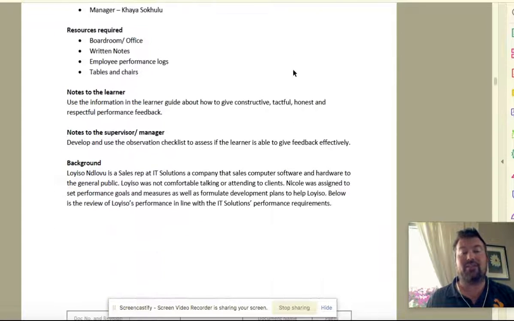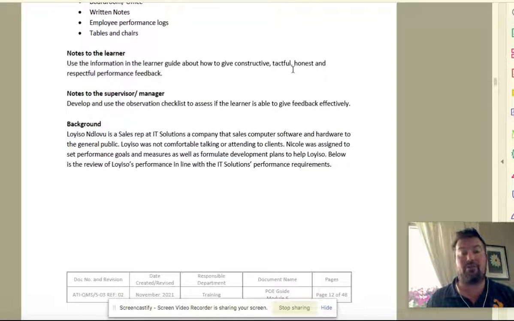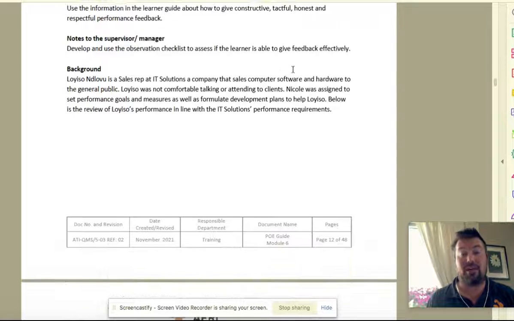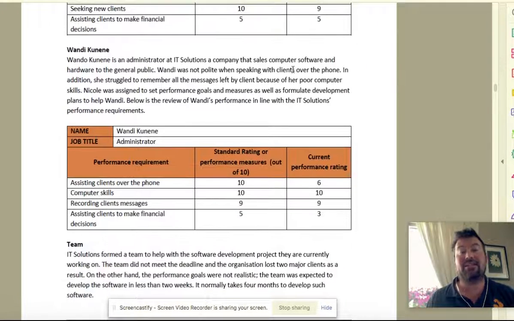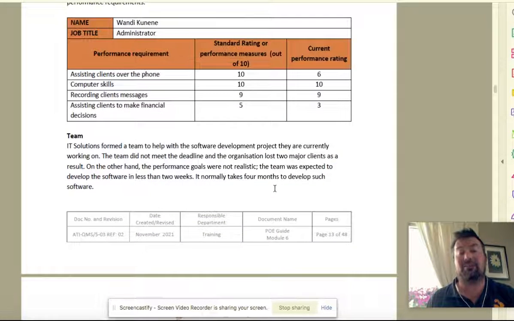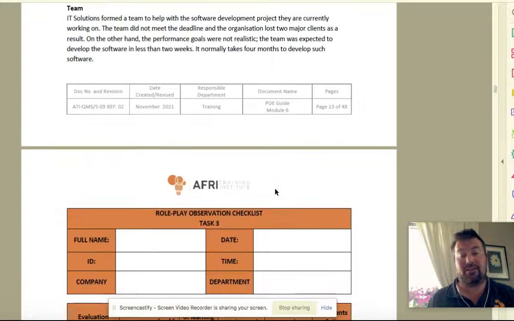Okay, so you will see over there is some background at the bottom of page number 12, so please read through that. And then there are the performance measures. 1D, their background situation is over here, and this is their performance measures. And the team, IT Solutions, formed a team, and how did they do? You're going to be able to give them some feedback based on what you have seen.